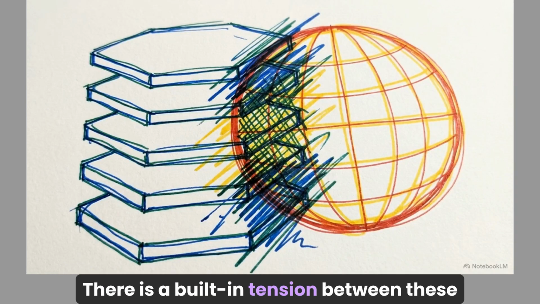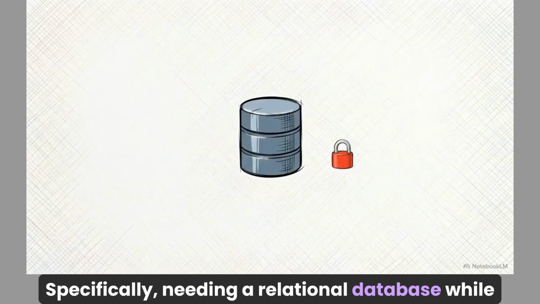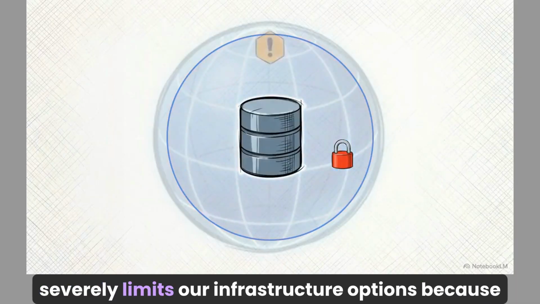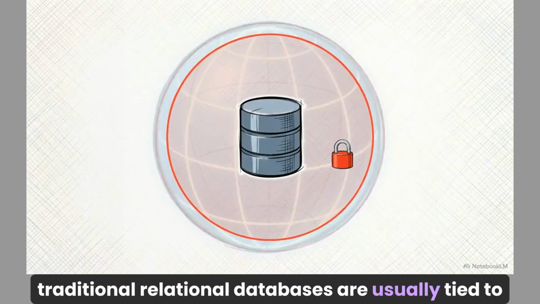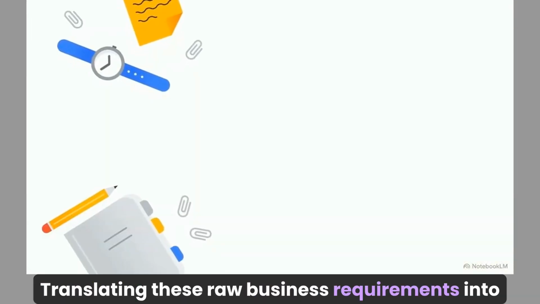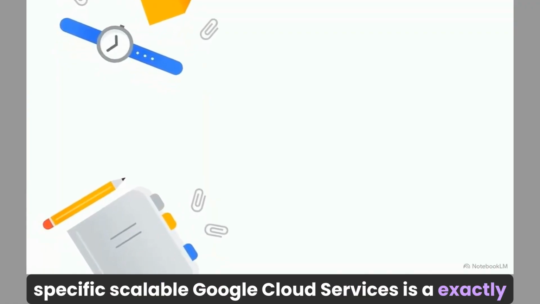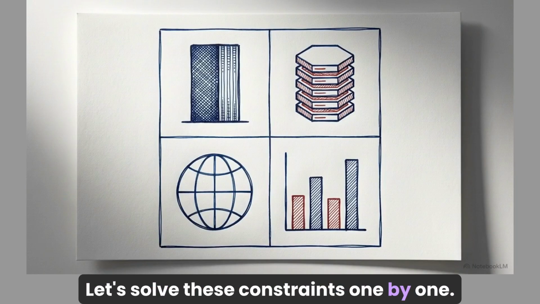There is a built-in tension between these constraints. Specifically, needing a relational database while simultaneously maintaining global availability severely limits our infrastructure options because traditional relational databases are usually tied to a single location. Translating these raw business requirements into specific, scalable Google Cloud services is exactly what a successful cloud engineer does. Let's solve these constraints one by one.